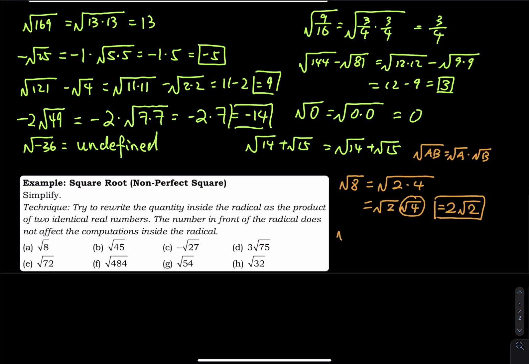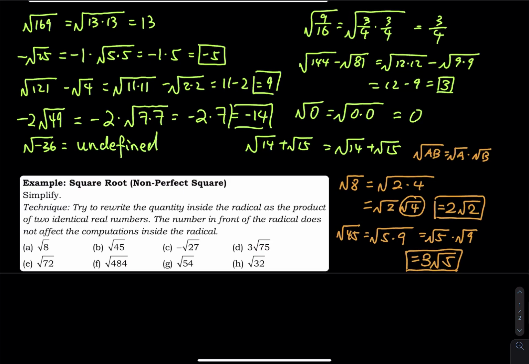And then the next one is the square root of 45. 45, 5 and 9, right? So 5 is not a perfect square, that is 5. 9 is a perfect square, 3 times 3 is 9. So that is 3 times root 5.